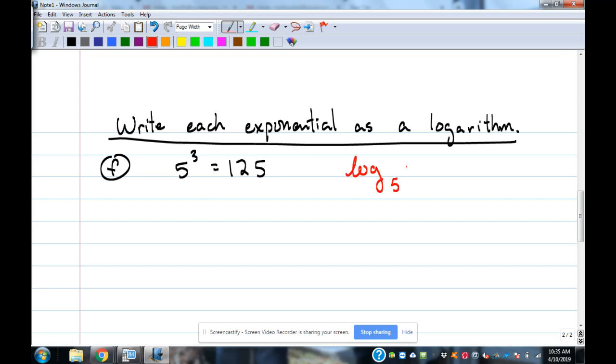So it's just a little subscript down there. And then this thing is going to be equal to the exponent, remember, because a logarithm is equal to an exponent. What's the exponent in that exponential? 3. So the 3 goes over there. So what has to go in the blank spot? 125.